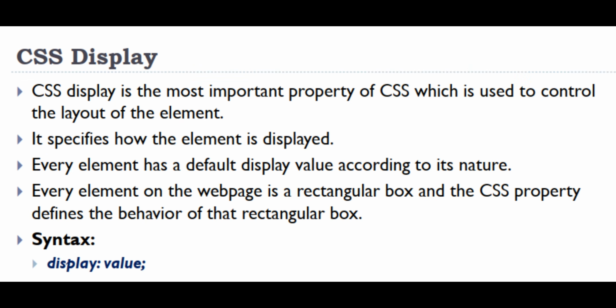CSS display. CSS display is the most important property of CSS, which is used to control the layout of the element. It specifies how the element is displayed. Every element has a default display value according to its nature. Every element on the web page is a rectangular box, and the CSS display property defines the behavior of that rectangular box. Syntax: display: value.